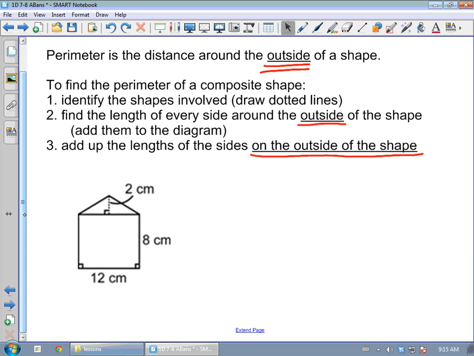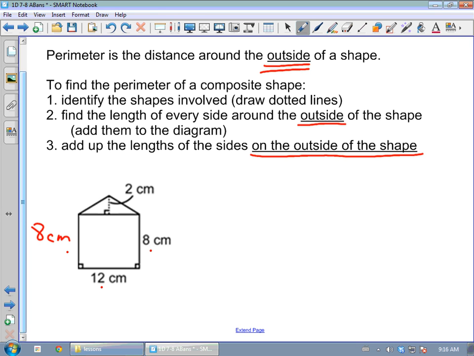So let's start finding the length of every side around the outside of our shape. So we've got this side here, we've got the 8. We've got this side down here, we've got the 12. This side over here is blank. What can we write in for the length of that side? How do you know? Yeah. So we write in 8 over there because those sides have to be the same length.